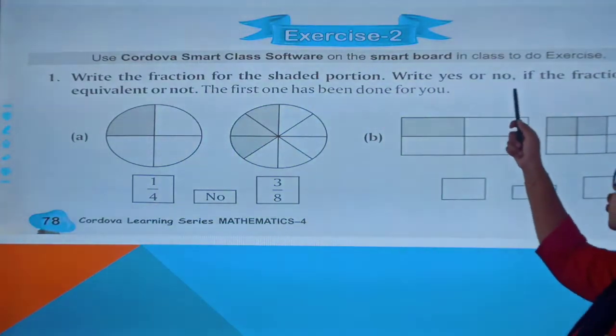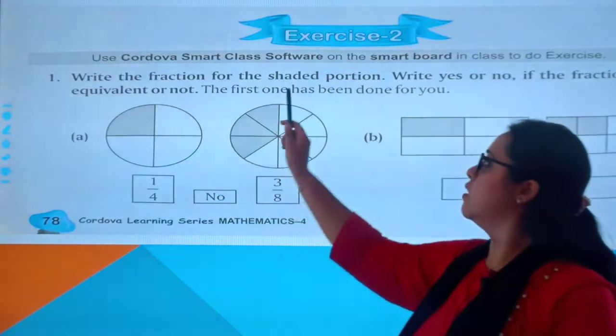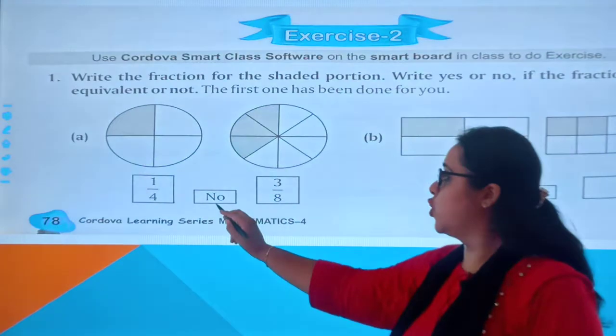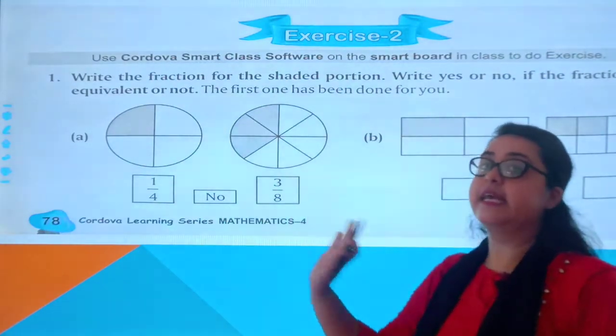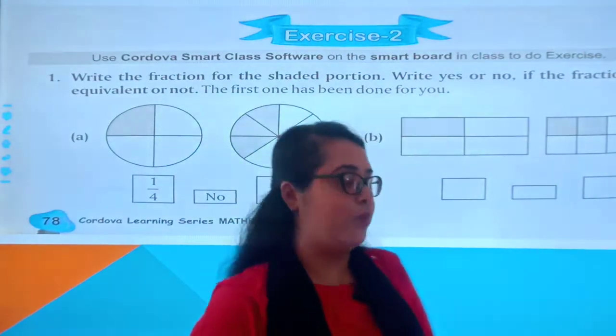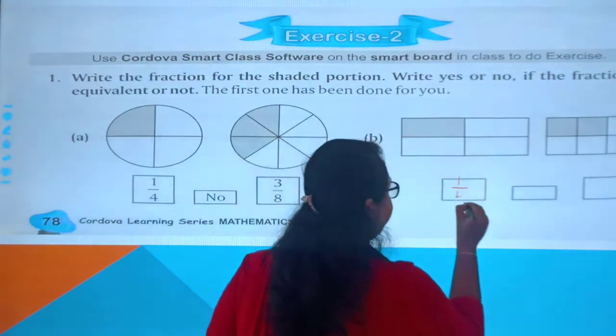Write yes or no if the fractions are equivalent or not. The first one has been done for you. 1/4, no. 3/8. ये equivalent fractions नहीं है. Now let's move to the D1. See, इसका क्या होगा? Fractions 1/4.